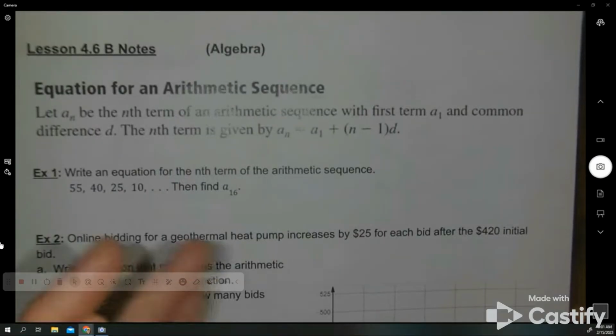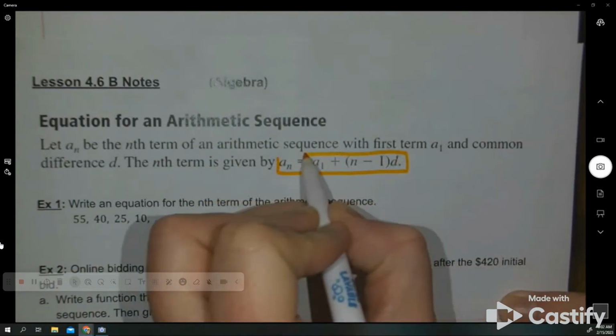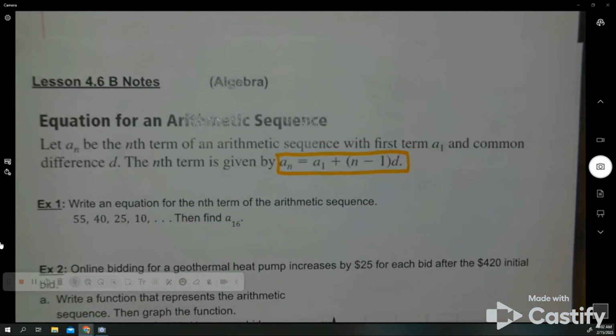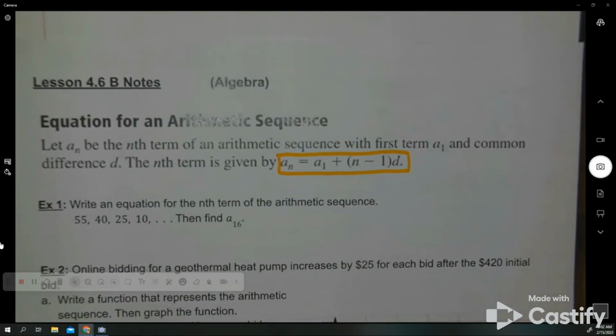So if we look right here, this is the formula that we were just creating. Notice how that looks familiar to what we were just looking at. So it says let A of n be the nth term. Sorry, I'm going to highlight that first. Of an arithmetic sequence with the first term A of 1, common difference of D, and our nth term is given by using this. So if we use this formula, we could pick any number in the sequence and plug it in for n and be able to figure out exactly what number it would be in that sequence.